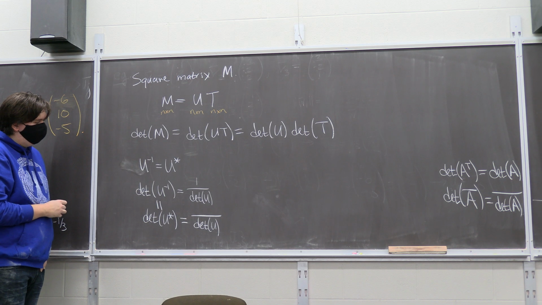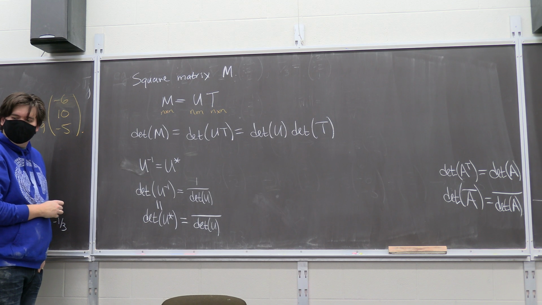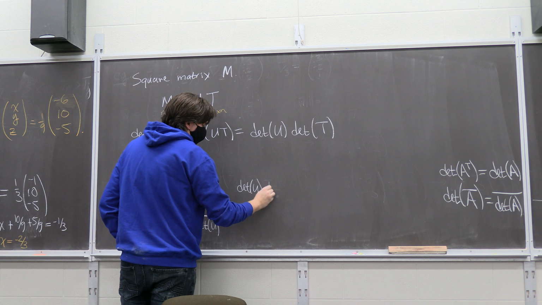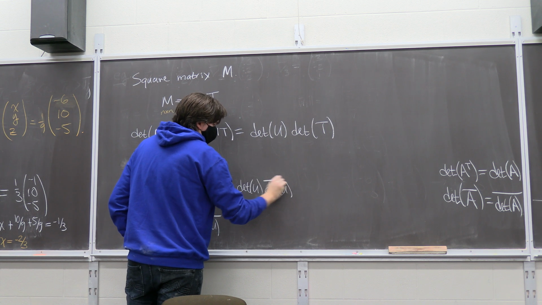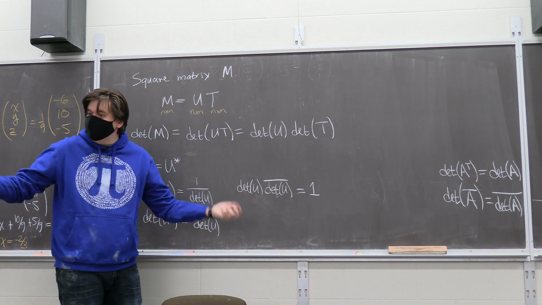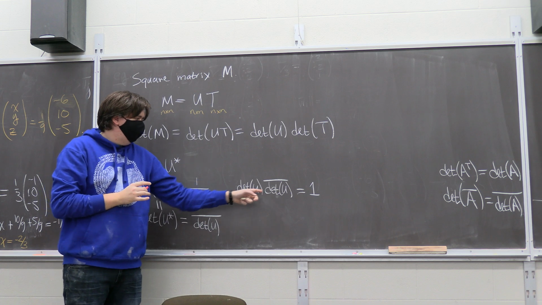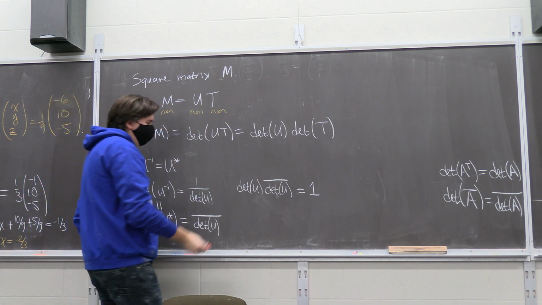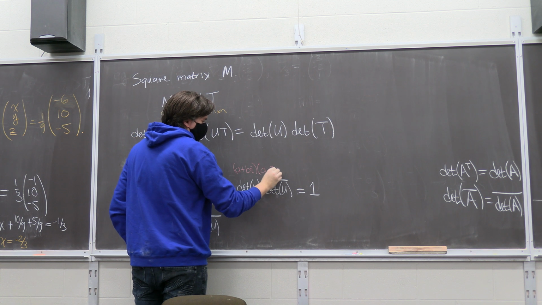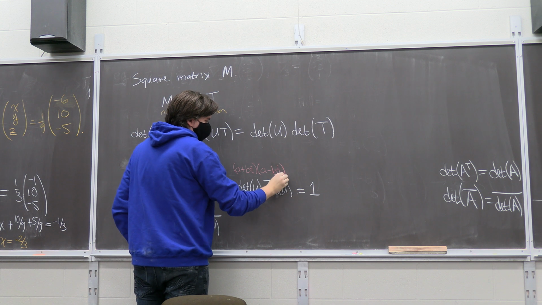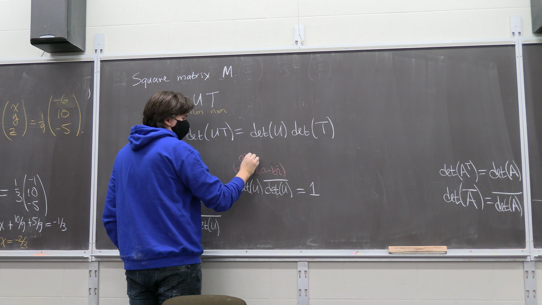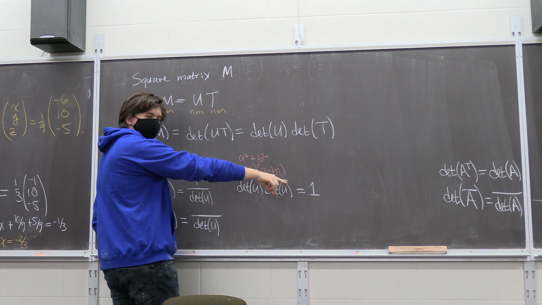So we have the determinant of u times its complex conjugate is equal to 1. So we're thinking about the determinant of u as possibly being a complex number. If you're working over the reals, it's just saying that this thing squared is 1. But if you're working over the complex numbers, this could be something like some a plus bi times some a minus bi. So when you multiply those out, you get a squared plus b squared is 1.